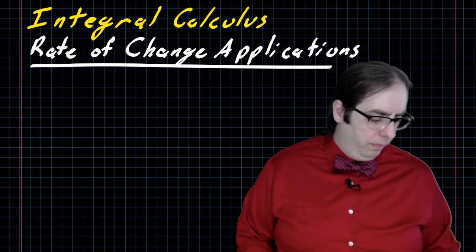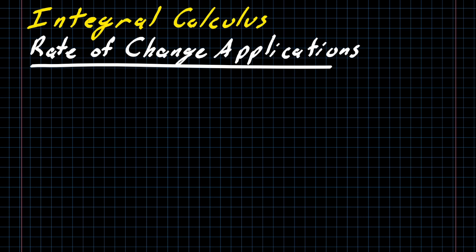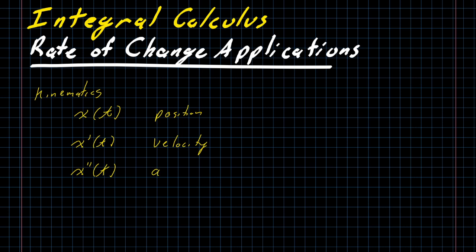of classic examples. Let me get my head out of the way, and I'll start off with, say, kinematics. If you are talking about the position of an object, and you call it the function x of t, well, the rate of change of position with respect to time is velocity, or speed. So x prime of t is the change in position over time, that's velocity. And then the second derivative, the change in velocity with respect to time, is called acceleration.